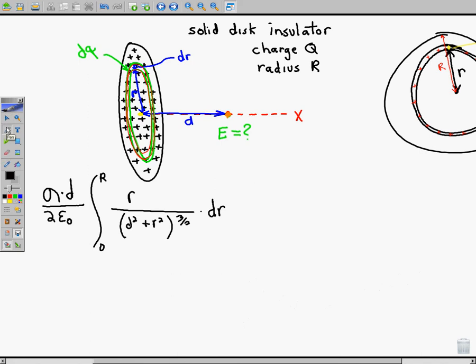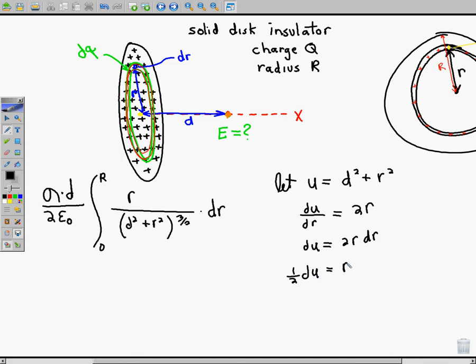Okay. So I'm going to let u equal d squared plus r squared. So du dr, if I take the derivative of u, is going to equal 2r. So du is going to equal 2r dr. So 1/2 du equals r dr.